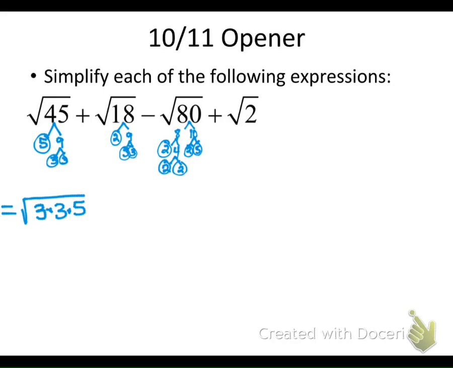Okay, next. What do I bring down? Under your square root sign, right? Right. Then you're gonna bring the minus sign. Okay. Then you're gonna bring, under your square root sign, 2 times 2 times 2 times 2 times 5. How many 2's should I have? 4. Okay, times 5. Then you bring your addition sign down.